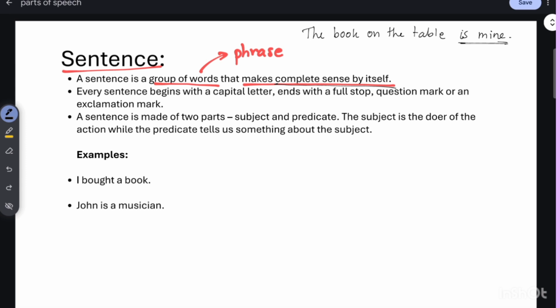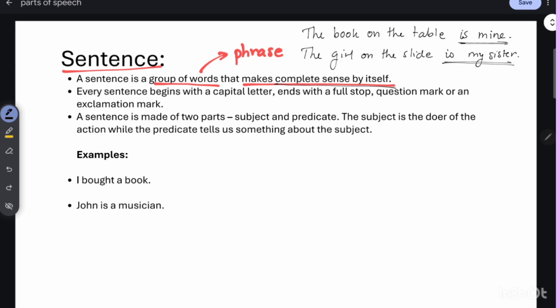Similarly, let's say the girl on the slide. Now this slide is not the slide of a presentation, it is the slide which you find in the parks. Okay, so the girl on the slide. Now this doesn't make complete sense because we don't know what exactly we're talking about. Let's say the girl on the slide is my sister. Now this makes complete sense.